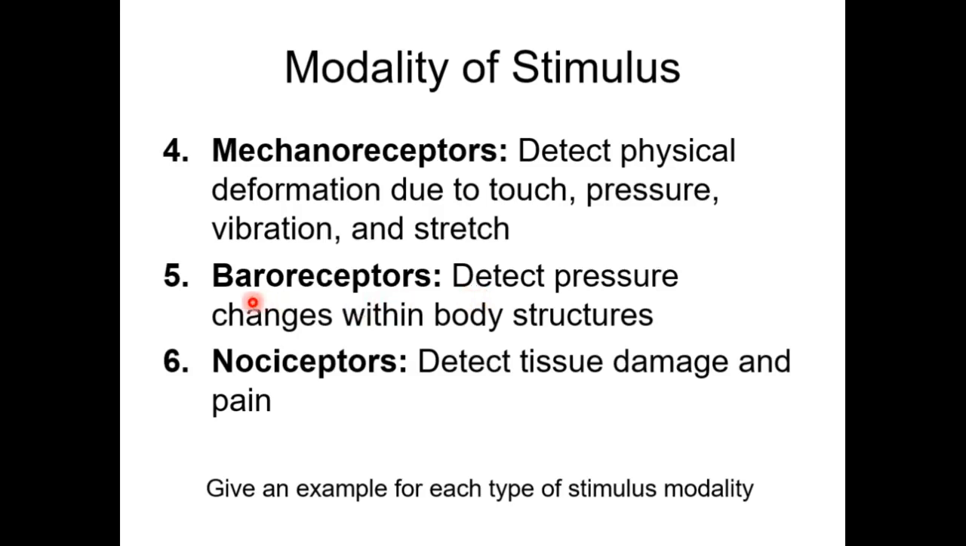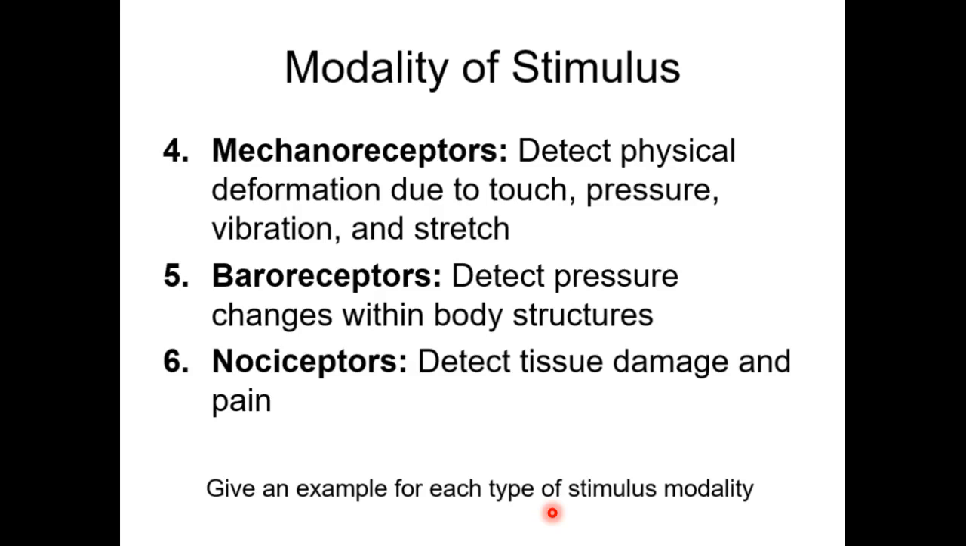Okay, so baro being about pressure. And then nociceptors are about pain. You know that nociceptors are about pain. You've already heard that term before. And then I have this prompter for you while you're studying. Try to come up with an example for each type of stimulus.